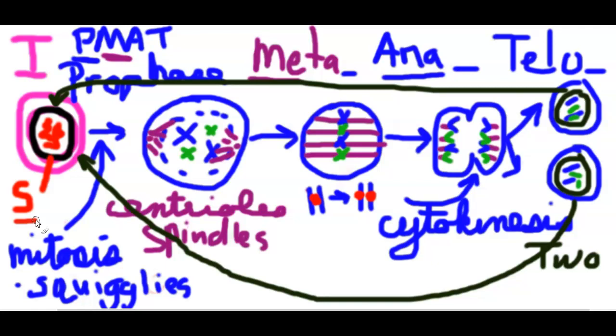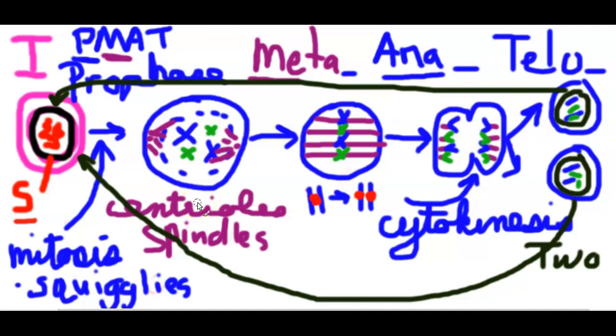Toward the end of interphase, the chromatin will start to coil up and thicken and start to become chromosomes. That is our first indication that mitosis is going to begin. So we will start to be able to see dark squigglies with our microscopes. So now mitosis is going to begin. Now we're going to go through prophase.